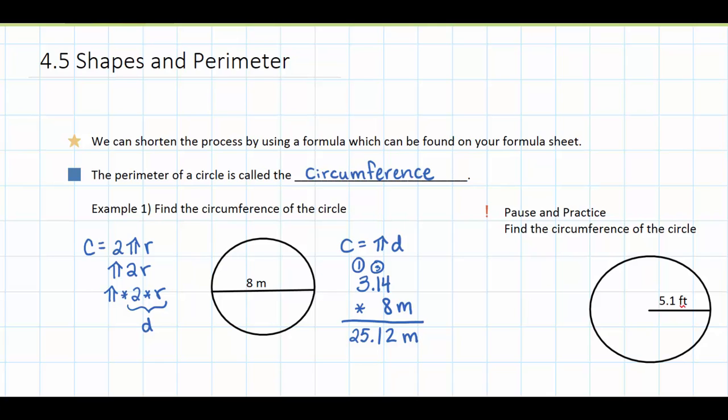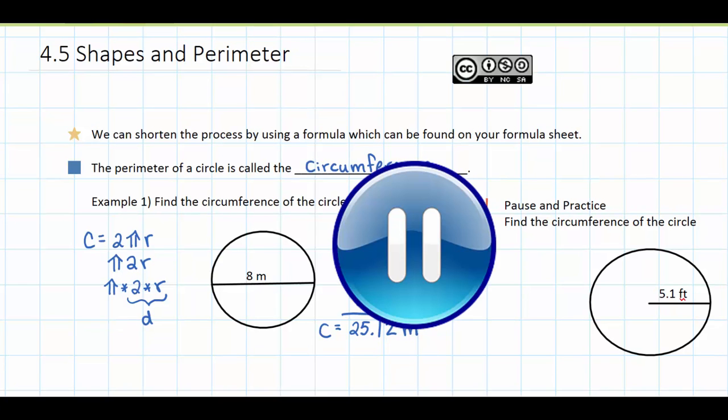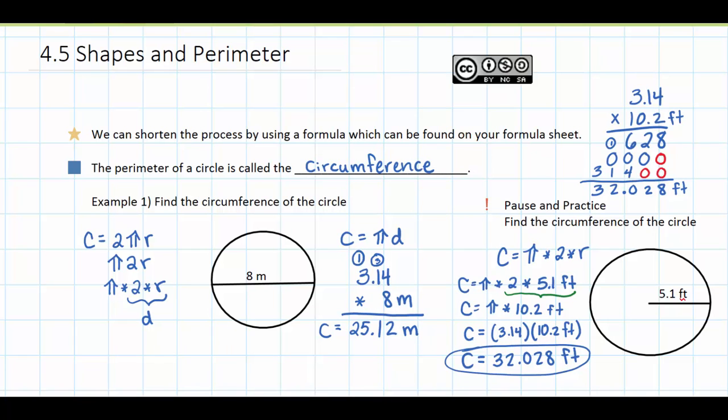When we multiply pi by 8 meters, we get a product of 25 and 1200ths meters. So this is our circumference. Please attempt the practice problem on your own by pausing the video now. Notice the problem has been solved for you. Please use this to check your work and correct any errors you might have made.